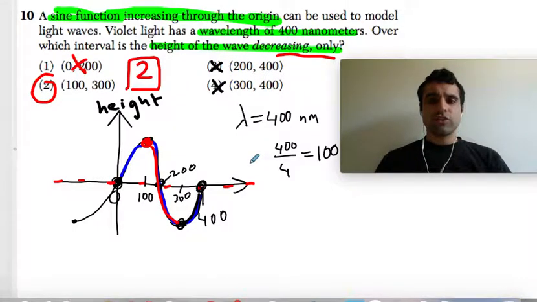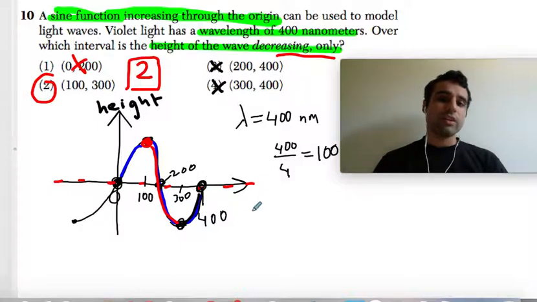I'm going to go on to question 11. Pause the video if you need to. And remember, the period or wavelength is always split into 4 parts, where it goes from midline to maximum, back to midline, down to minimum, and then back up to the midline. That's one cycle, because after that, the cycle repeats. So we're going to go on to question 11.